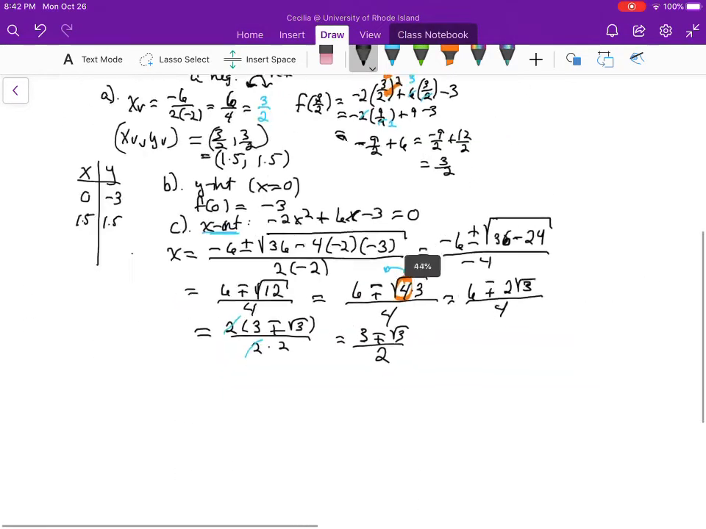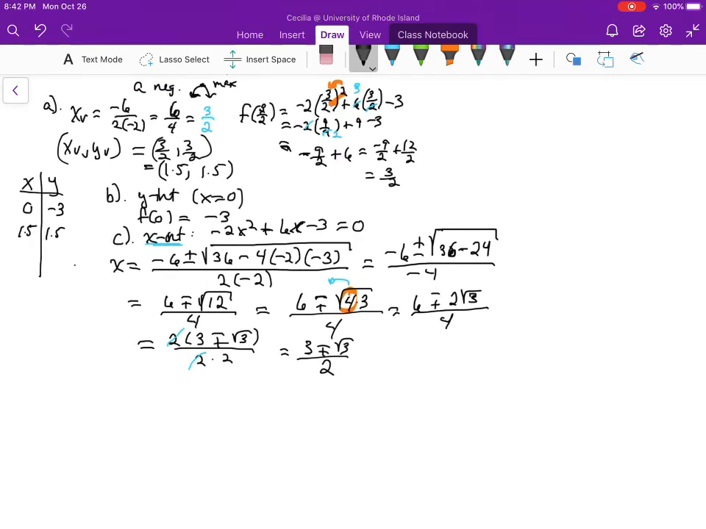So let's go ahead and fill that out in our table. So that means that we have x equals 3 minus the square root of 3 over 2. And if I put that in my calculator, I want to do 3 minus the square root of 3, and then I want to take that and divide it by 2. So I get that this is equal to 0.6.